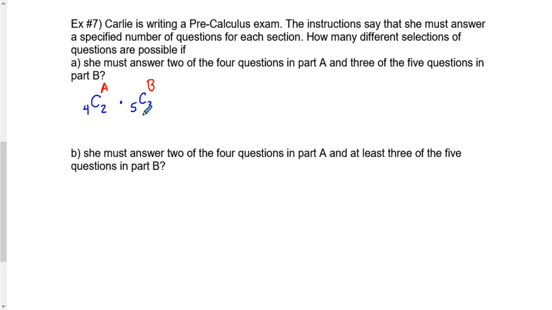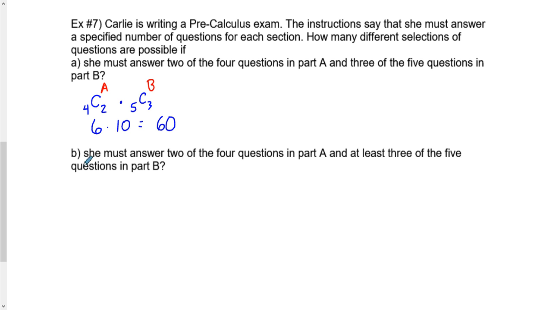4C2 is 6. 5C3 is 10. There would be 60 different ways that she could finish her test, just by selecting 2 from 4 and 3 from 5.